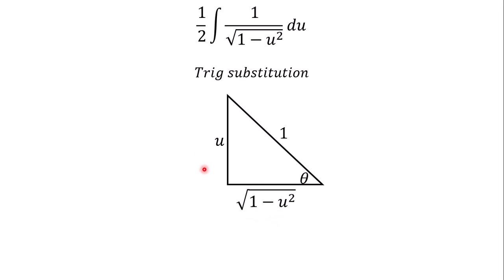Now that we are done writing it on the triangle, the next thing to do is to get our ratio, to find out what ratio is going to replace what, or is going to be used in the integral. To find out, we are going to apply the ratio formulas. First, let's start with sine. Sine, from trigonometry, is opposite over hypotenuse.